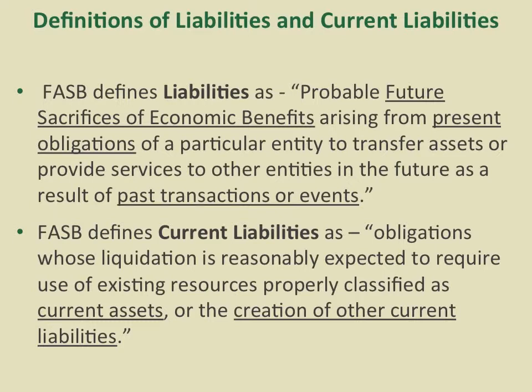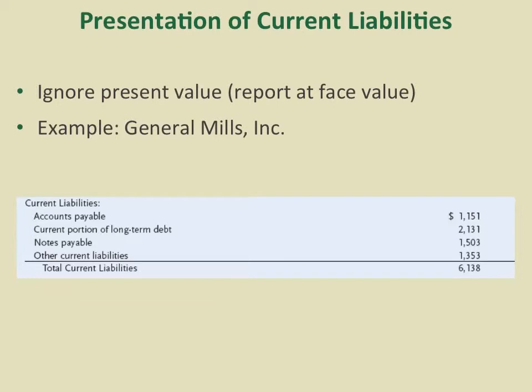So this is liabilities. And current liabilities are those obligations that actually require companies to use current assets or the creation of other current liabilities to pay for them. In terms of presentation, all the current liabilities are reported at face value in the current liability section of the balance sheet. And we ignore the present value, which means that given the time horizon of this type of liabilities, we ignore the immaterial time value of money.